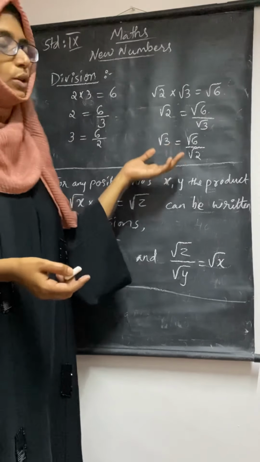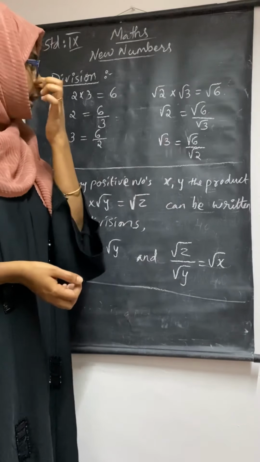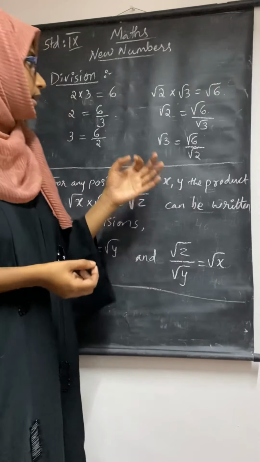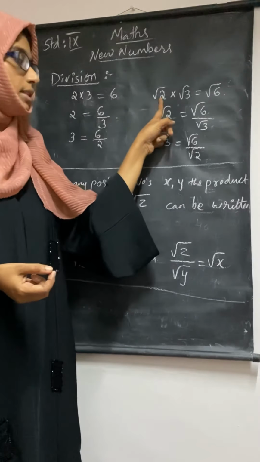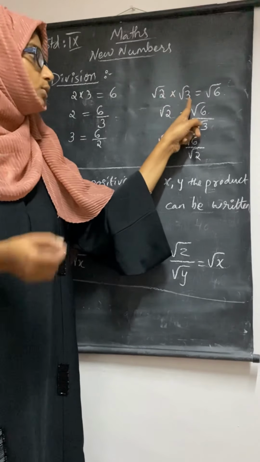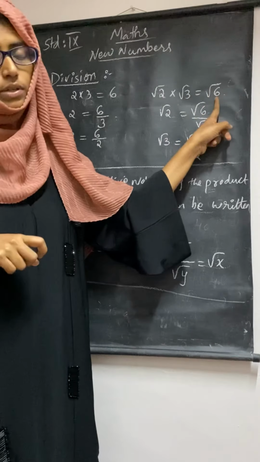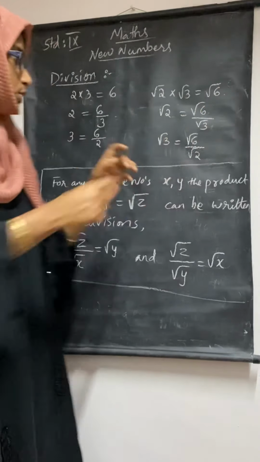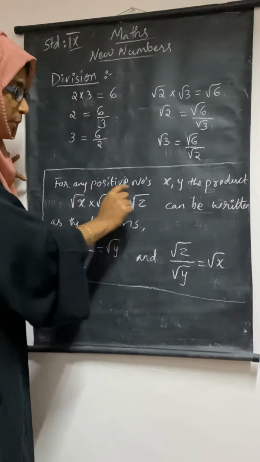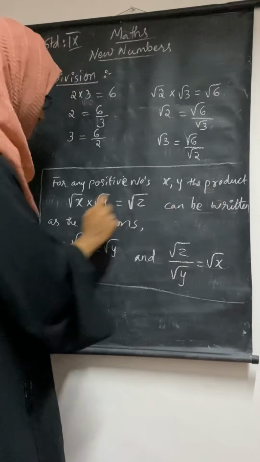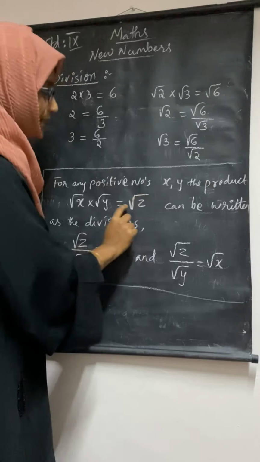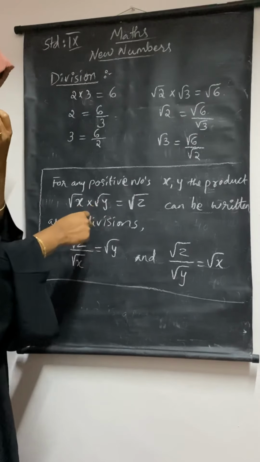If I explain using algebra, how can I write? Algebra means instead of numbers we are using alphabets. This number I can use as x, this number as y, and the third number as z. So square root of x into square root of y is equal to square root of z. For any positive numbers x, y, the product square root of x into square root of y is equal to square root of z. We are just putting the alphabets.